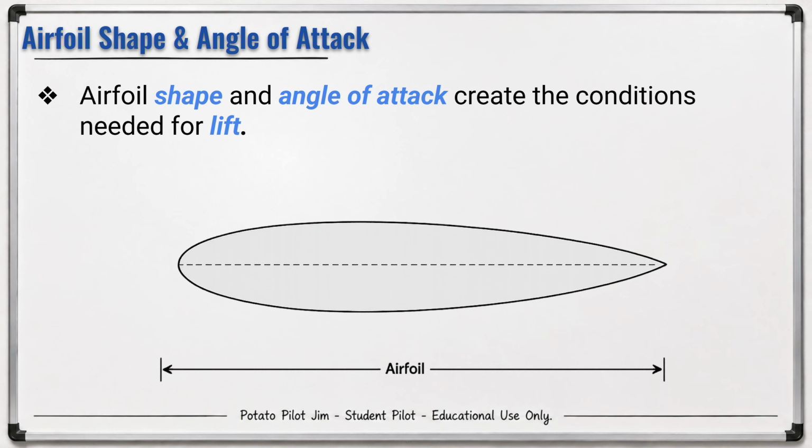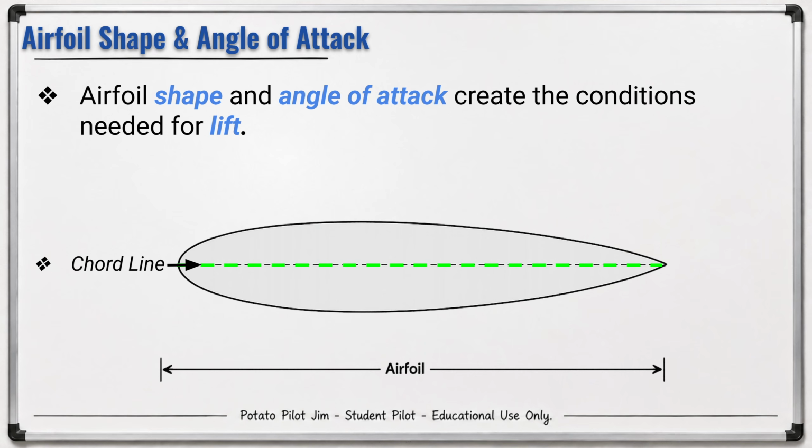angle. If we look closely at an airfoil, one of the most important reference lines is called the chord line. The chord line is an imaginary straight line connecting the leading edge and the trailing edge of the airfoil. As pilots, we use this line as a reference when discussing how the airfoil is positioned relative to the airflow. Notice the highlighted chord line running through the center of the airfoil.